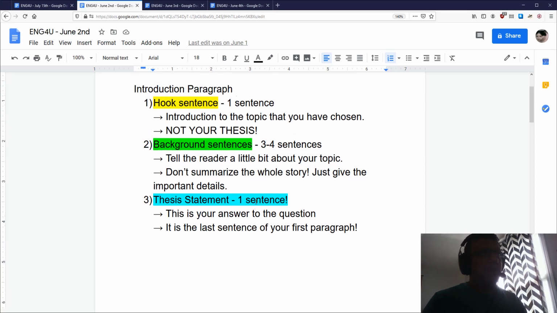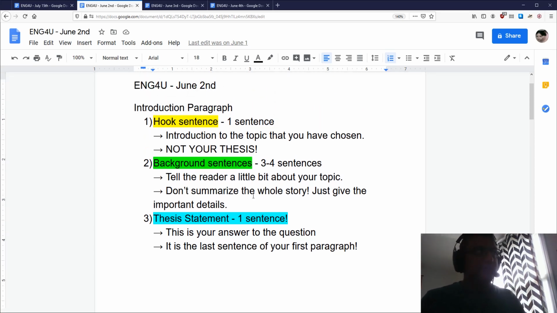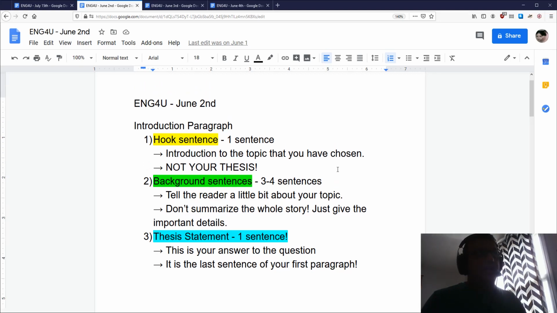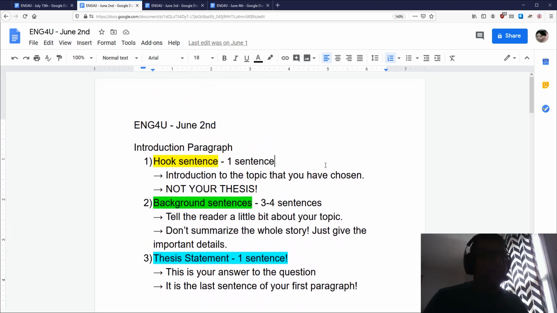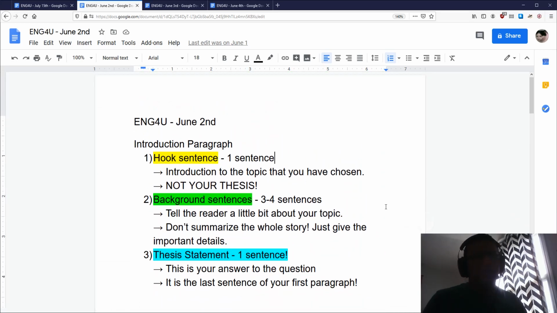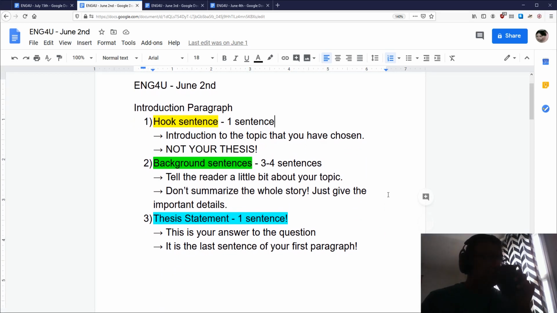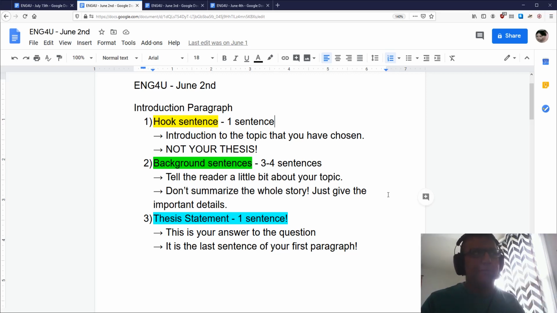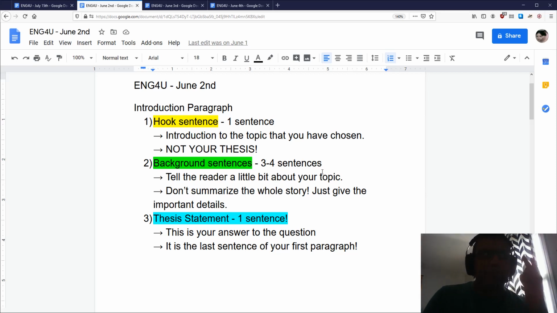The next thing you want to do is, well, you want to start writing, right? So that brings us to the actual essay structure. Now, essays have 9 ingredients, right? And we're going to start with the first 3, which is in your intro paragraph. So in your intro paragraph, you've got 3 things that you need to accomplish. You need a hook sentence, you need background sentences, and you need a thesis statement.